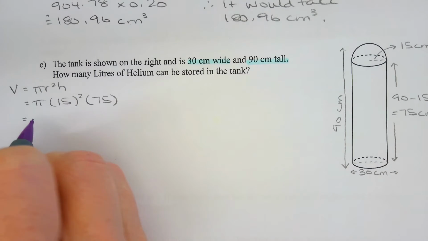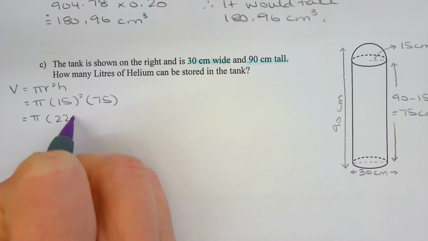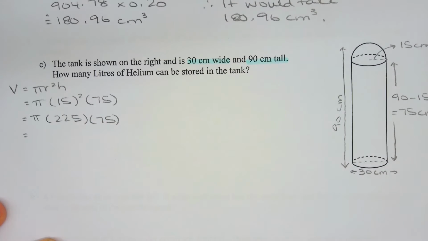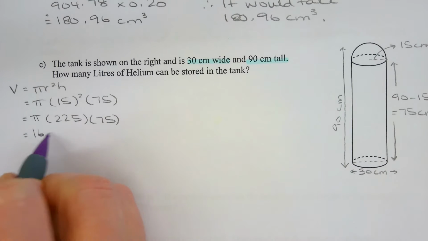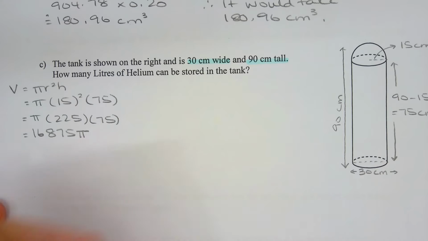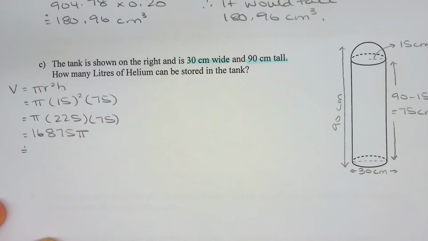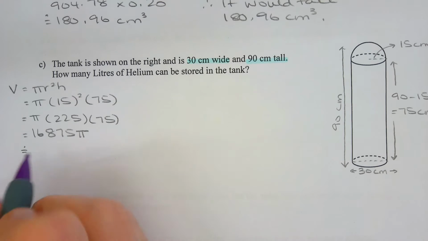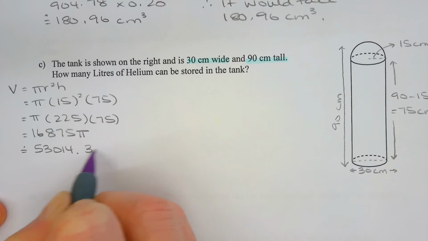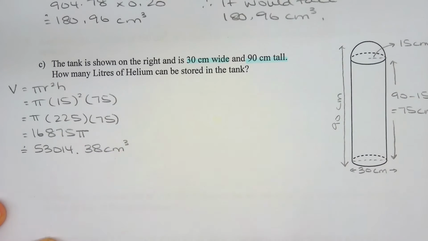I'm going to do squaring first. So 15 squared is 225. And now I'm going to multiply my numbers. I'm going to do 225 times 75, and I get 16,875 pi. So again, that is an exact answer. And then we get approximately, if we multiply that by pi, 53,014.38 centimeters cubed.